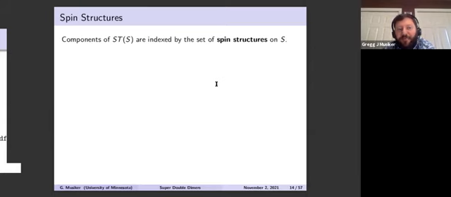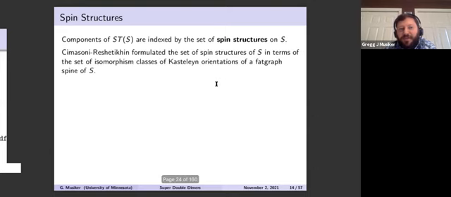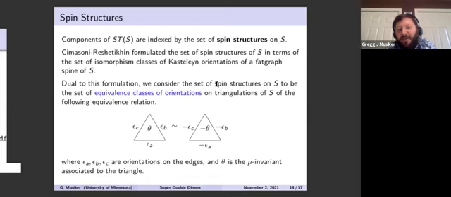There's also an extra feature of super Teichmüller space, which are spin structures on the surface. So Moshe Reshetikhin think of spin structures as isomorphism classes of Kasteleyn orientations in terms of fat graphs. But another way to think about this that's dual to that formulation is orienting the triangulation of the surface itself. So here, epsilon A, epsilon B, and epsilon C are meant to represent an orientation of those given edges, like an arrow, and their negation is just reversal of that arrow.